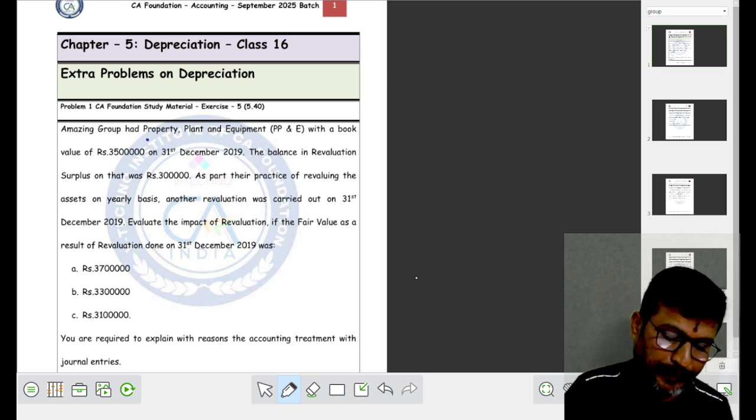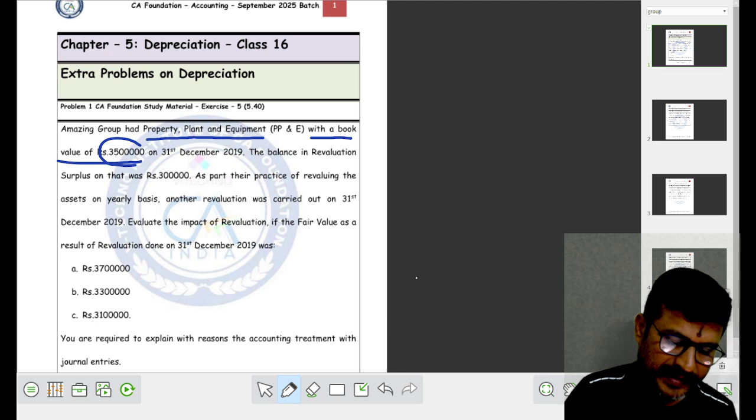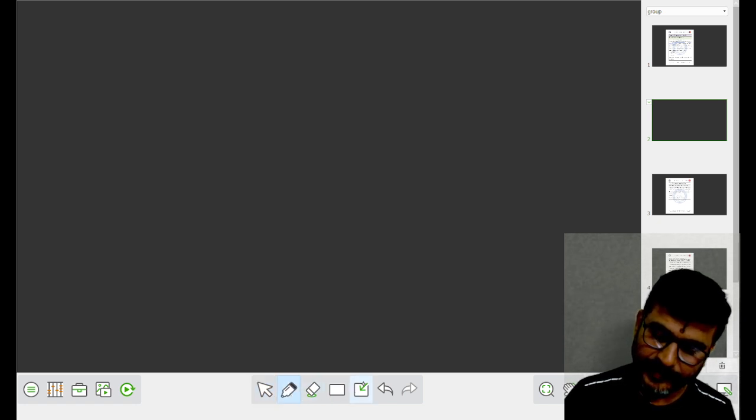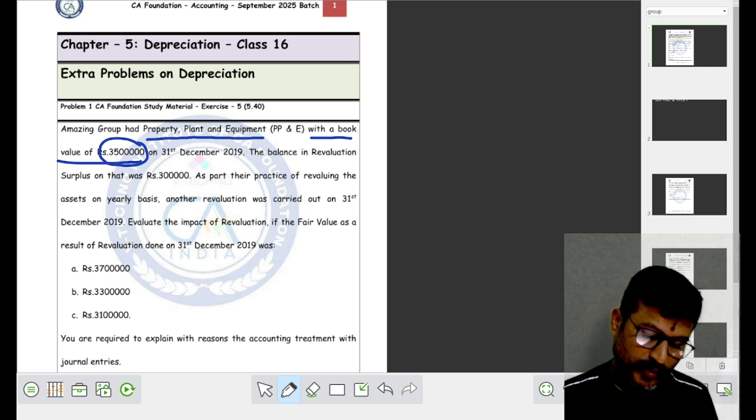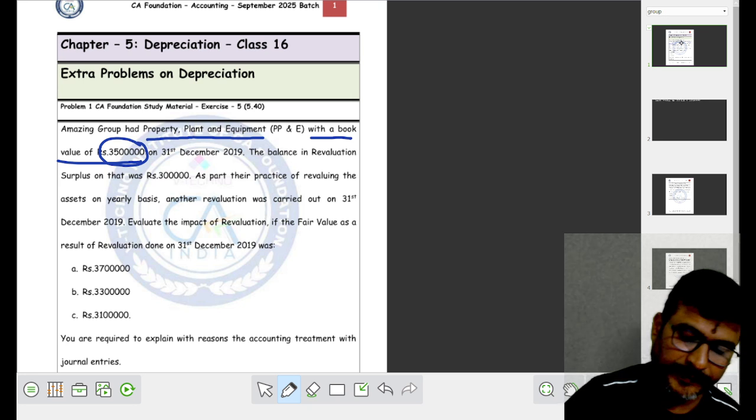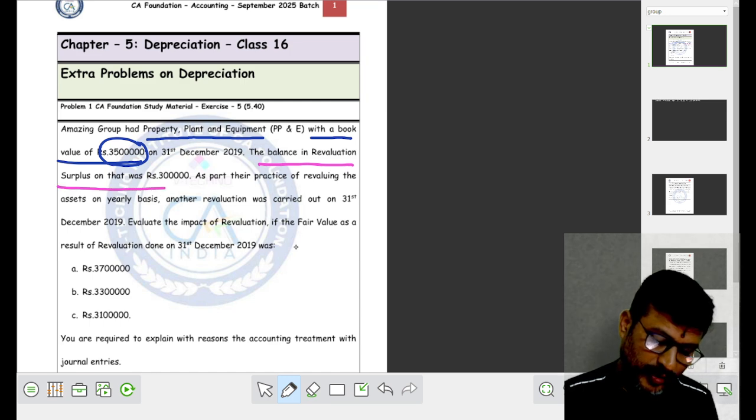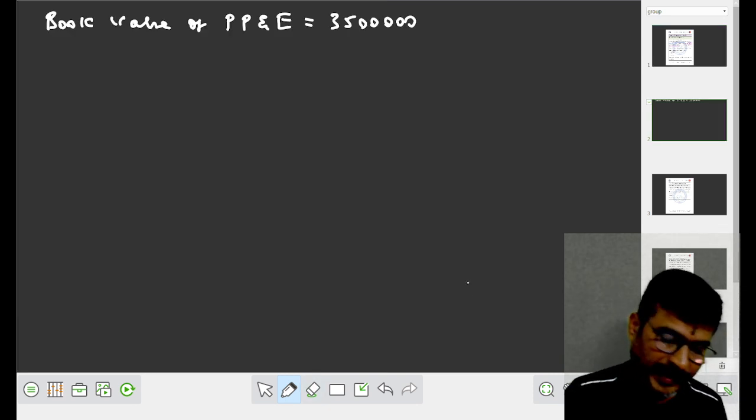Amazing group had a property, plant and equipment, called PP&E, with the book value of 35 lakhs. What is the book value of the property, plant and equipment? Let me write it. Book value of property, plant and equipment: it is 35 lakhs. Then the balance of revaluation account surplus is 3 lakhs. How much is the surplus in the revaluation account? It is 3 lakhs.